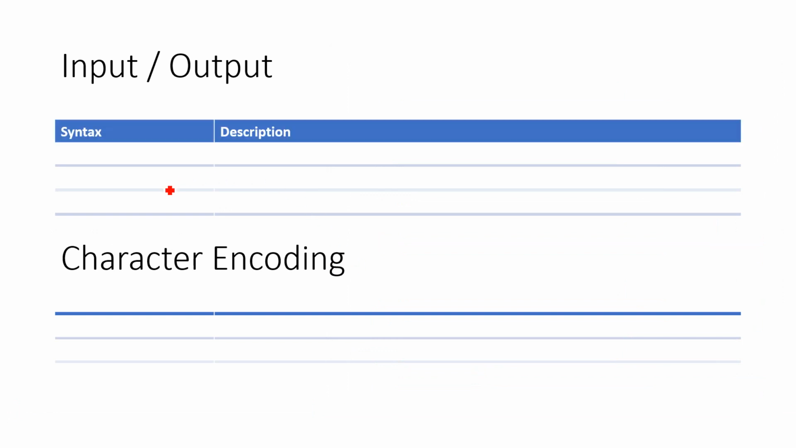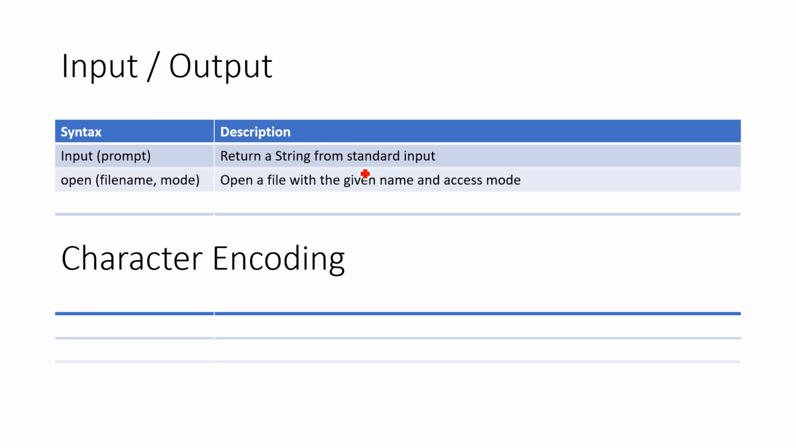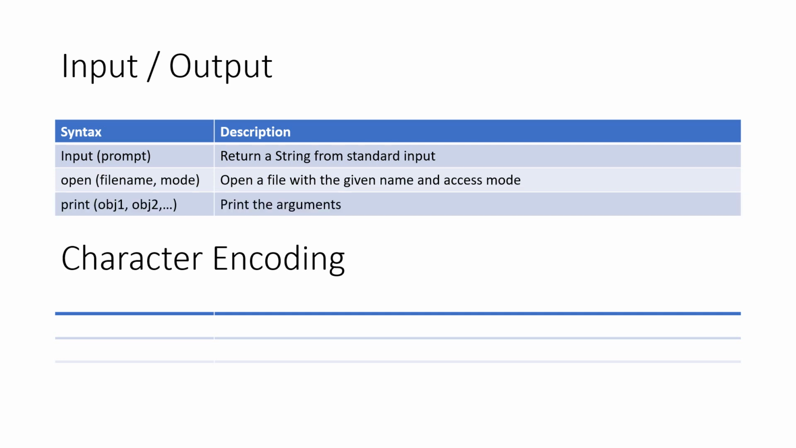What are the basic functions for input and output operations? First we have the input function. Input will prompt with whatever prompting statement we give, and it returns a string from the standard input. We also have opening a file: the open function takes a file name and the mode in which we want to access the file, and opens the file with the given name and access mode. Then for output, we have the print function, where we can separate the arguments by comma.